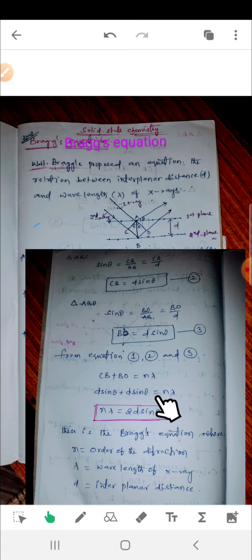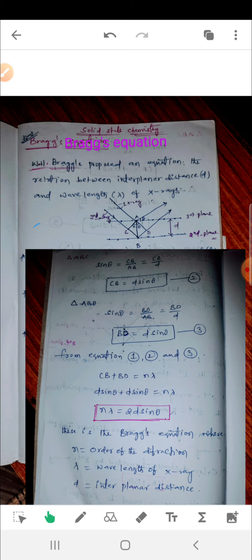This is the Bragg equation. What are the terms involved in this equation? n equals the order of diffraction, lambda equals the wavelength of X-ray, and d equals the interplanar distance. This is the final equation you have to remember.